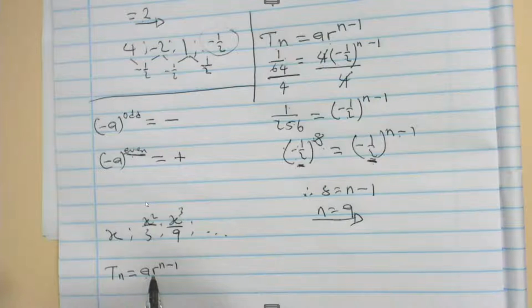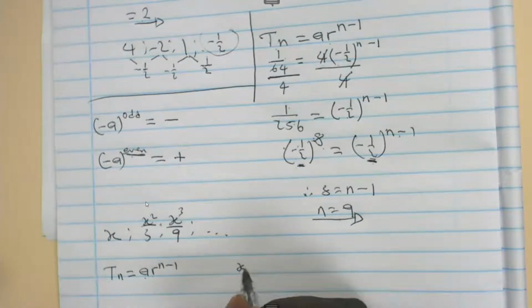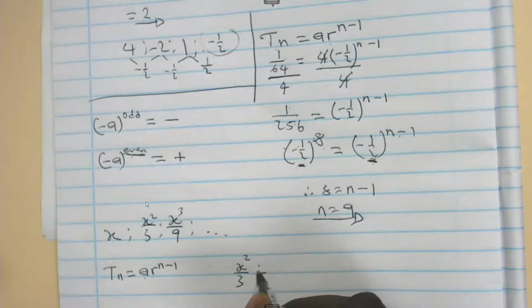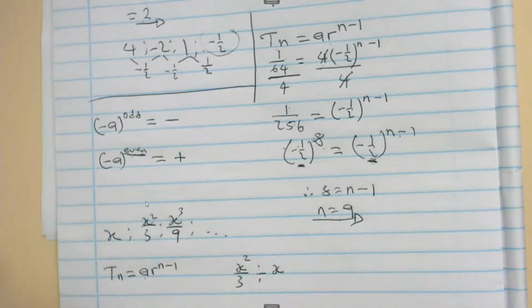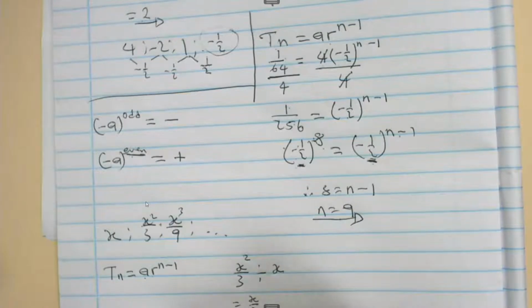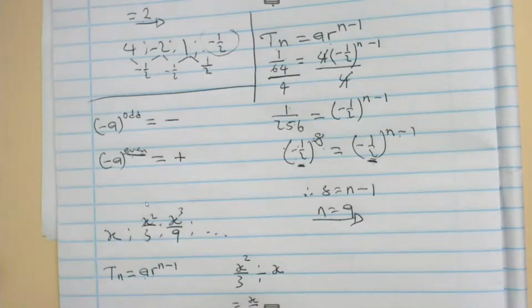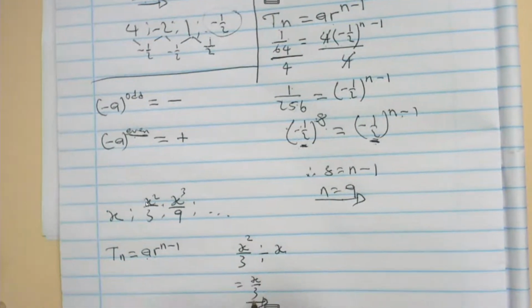How do we find r? Term number 3 divided by term number 2 must be equal to term number 2 divided by term number 1. If we divide, we are going to have x squared over 3 divided by x. X squared over 3 divided by x, the answer would be x over 3. Therefore, our r is x over 3.